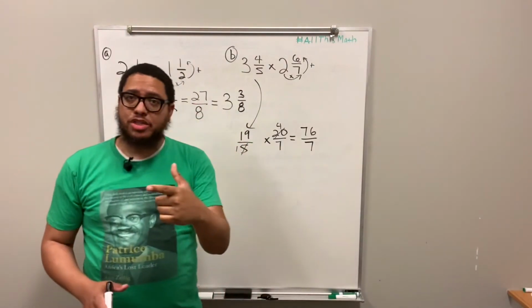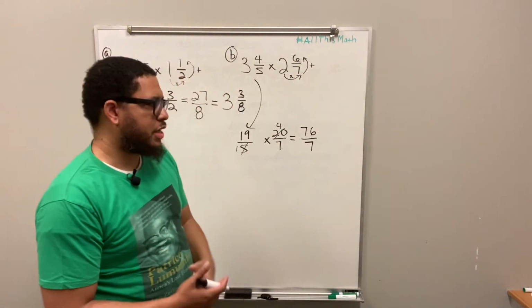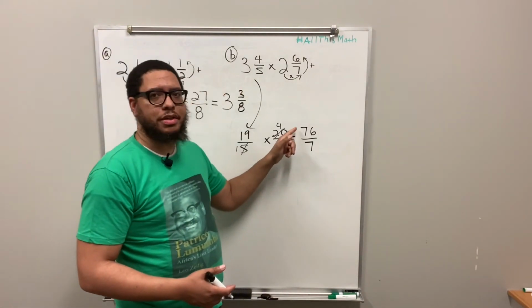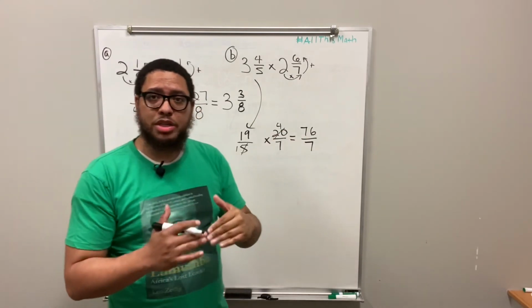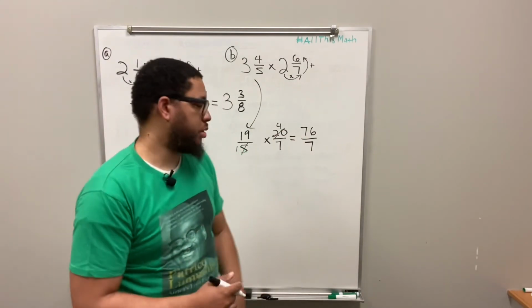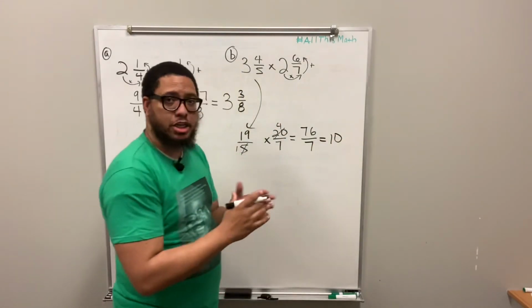I know my multiplication facts. 7 times 11 is 77. 77 people? Nah, they're not fitting in 76 chairs. It's only 76 chairs. So that means that 10 groups can fit comfortably. Only 10 groups. So that means that 10 is my whole number.